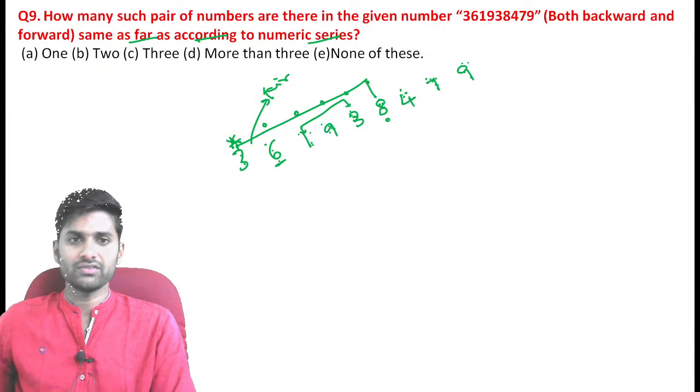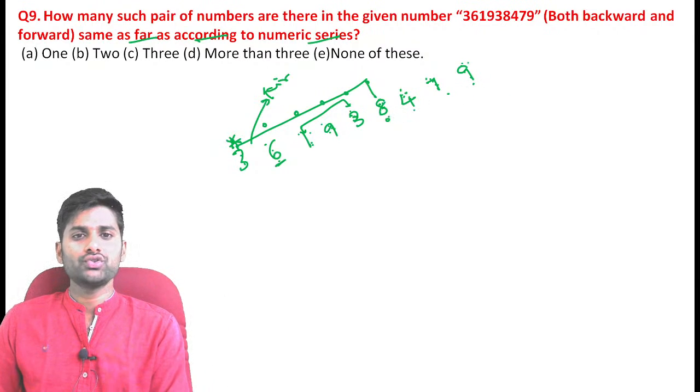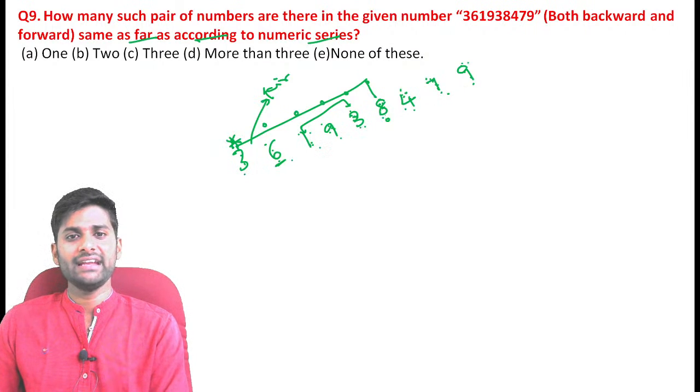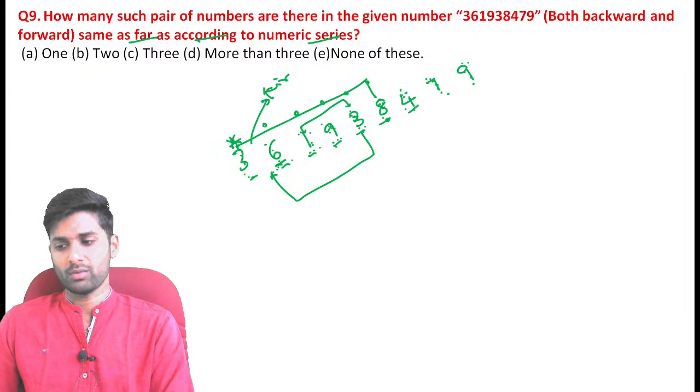Then you can go with the reverse. 9, 1, 2, 3, 4, 5, 6, 7, 8. No chances. 7, 8, 9, 1, 2, 3, 4, 5. No chances. 4, 5, 6, 7, 8, 9, 1. No chances. 8, 9, 1, 2, 3, 4. No chances. 3, 4, 5, 6. Now you can get 3 and 6 as one more. Okay? Then you can still continue. 6 and 7. No chances.